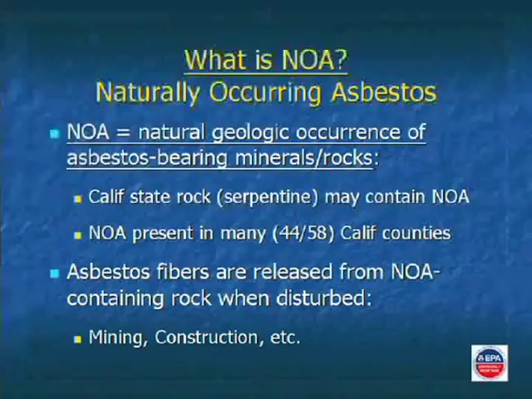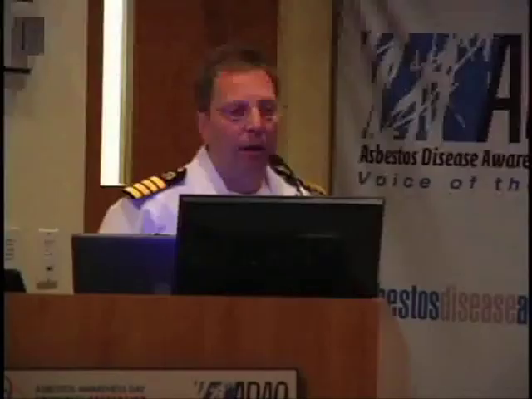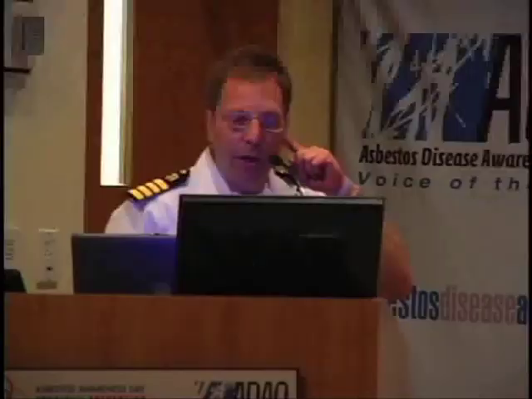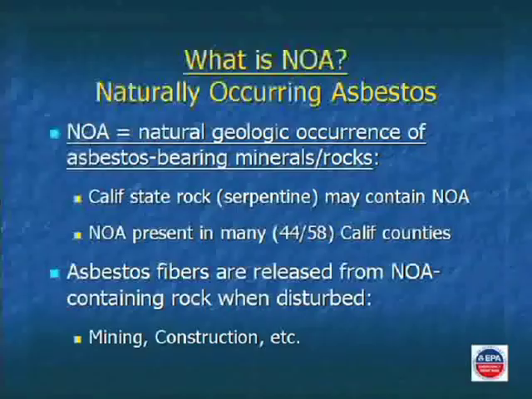What is naturally occurring asbestos? Well, it's that which occurs naturally. All asbestos is natural, but the term refers to that which is still in its native natural state. California's state rock is serpentine. That's how much material they have in California that could bear asbestos-type fibers. 44 of 58 counties have serpentine. And the asbestos fibers can be released from some of these, not all of these deposits, when they're disturbed. It's certainly of large concern.